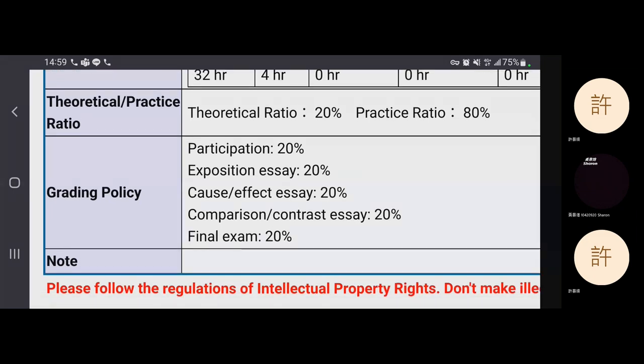Then we have the grades. 20% of your final grade will be participation in class. This semester, we're writing 3 essays. Each essay will be worth 20% of your final grade. I will only grade your final draft. Your first draft, your second draft, your third draft will not be graded. I will mark them, I will correct them, but I will only grade your final draft.